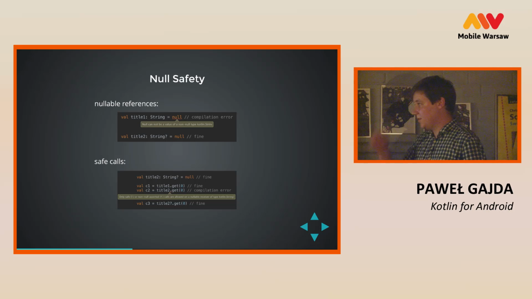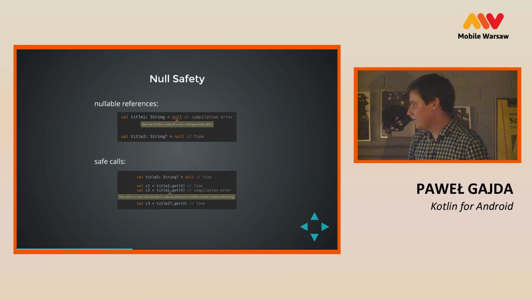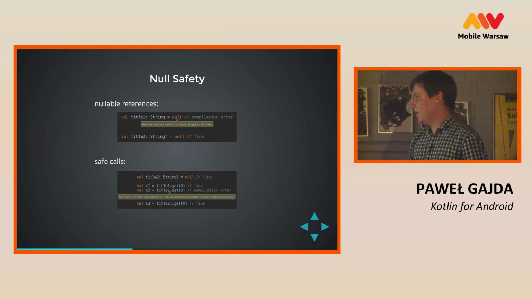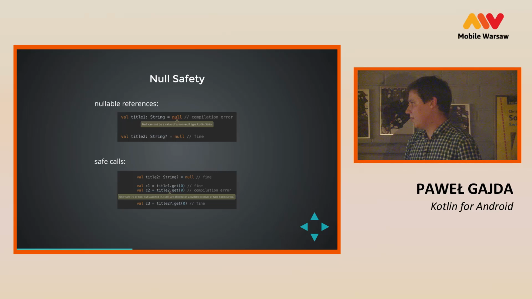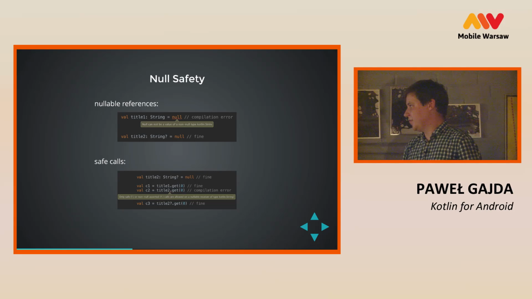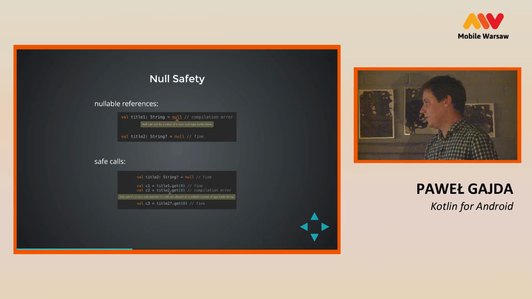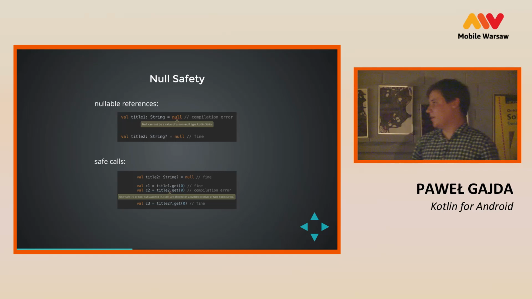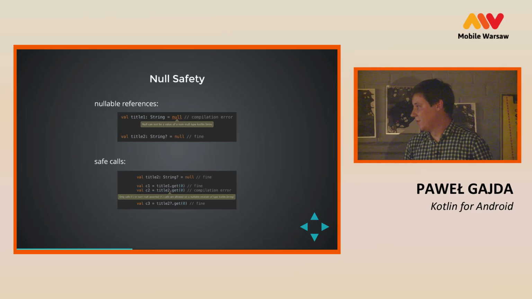In this example, you can see there are title 1 and title 2 objects, and title 1 is a not null holder. And we are trying to initialize it with a null reference. And there will be a compilation error. We need to use a special question mark operator to define a nullable reference, and it's fine.